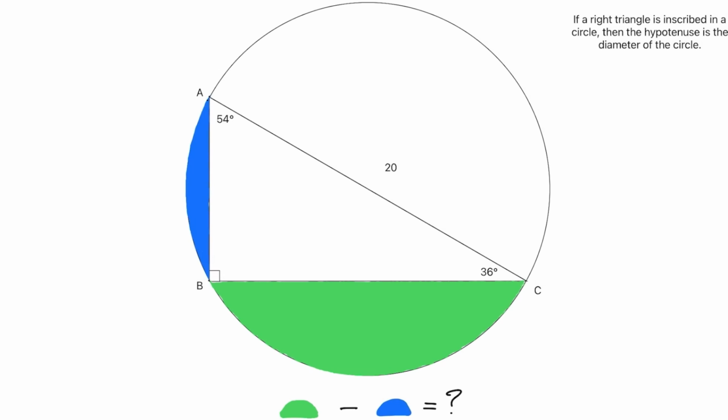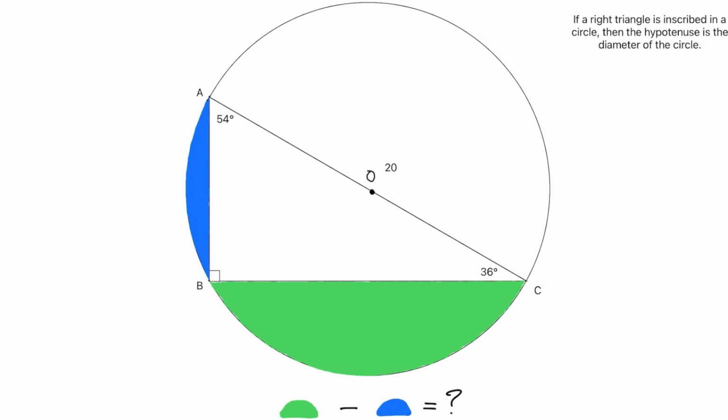Very well. Now, we can apply this theorem to our little problem here. We know that ABC is indeed a right triangle, and it is inscribed in a circle. Therefore, the hypotenuse, which in this case is AC of length 20, must be the diameter of our circle. This also means that the center of our circle lies on AC and is, in fact, the midpoint of AC. So let us draw that in, hopefully accurately. So let's put the center right there and let's call it O.